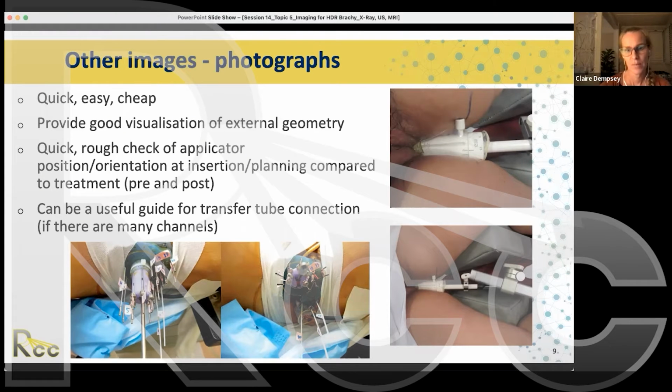If you've got a patient like the one at the bottom of the screen, for example, that has a lot of different interstitial needles, sometimes it's really difficult to know which needle's which. So often just a photograph with some references attached to that will also help you when you're connecting up your transfer guide tubes to the patient as well. So never underestimate the information that can be contained just in a couple of photos as well.